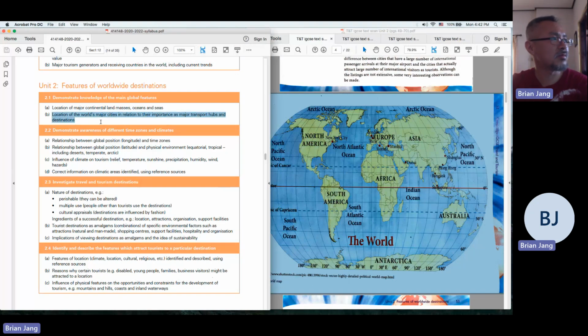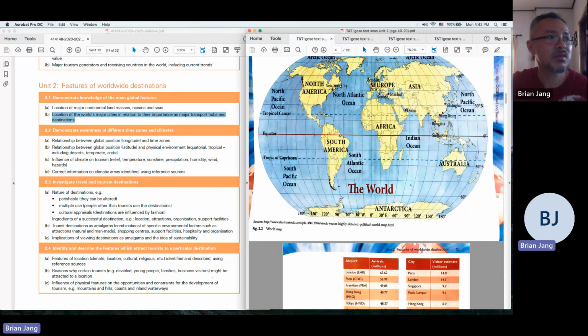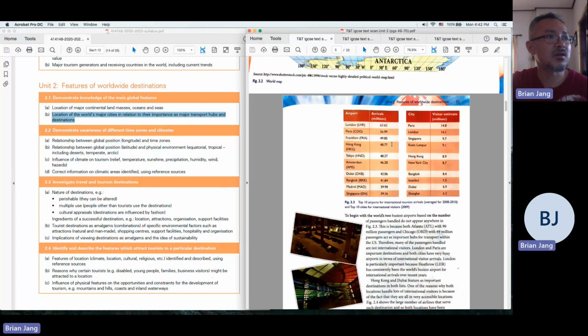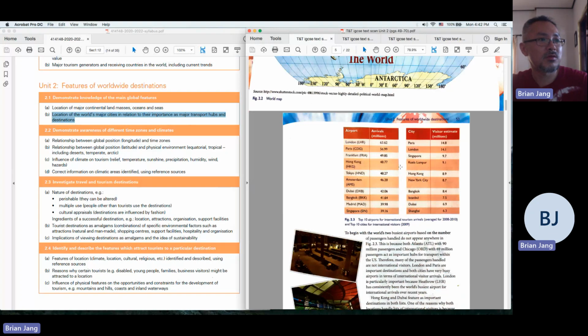2.1b: location of the world's major cities in relation to their importance as major transport hubs. This one, I don't think you really need to know that well either, but they do have charts here showing the top 10 airports for international tourism arrivals and the top 10 cities for international visitors. Maybe this would be good to know because this is where a lot of the air traffic happens, where airplanes are flying through for the most part of the world.